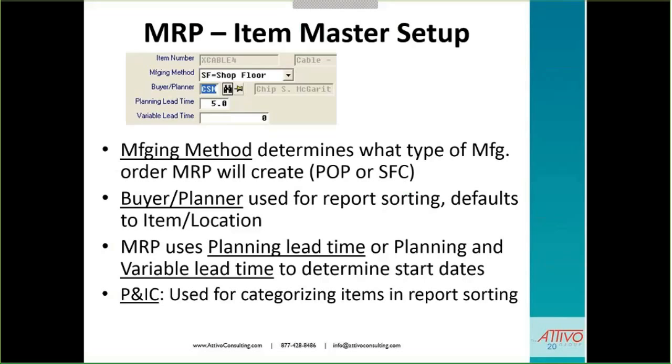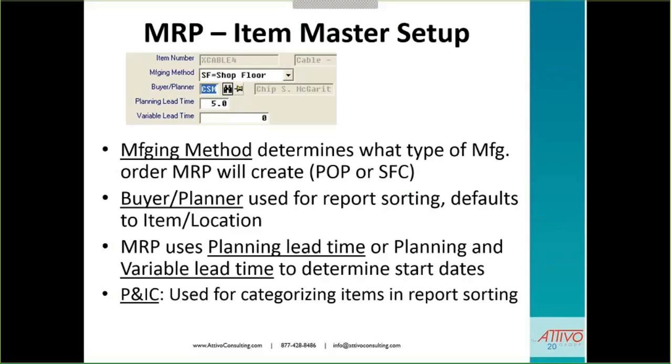The manufacturing method is pretty clear. That's going to create either a shop order or a POP order, whichever you tell it that item is manufactured by. The buyer planner is used on a lot of the reports within MRP for sorting and filtering. And the planning lead time is very, very important. This is the lead time that determines the start dates of any requirements. So the due date of the requirement is X. The start date is Y.